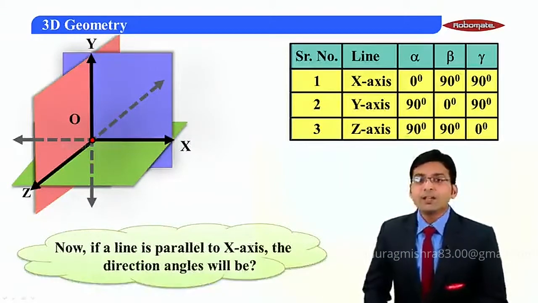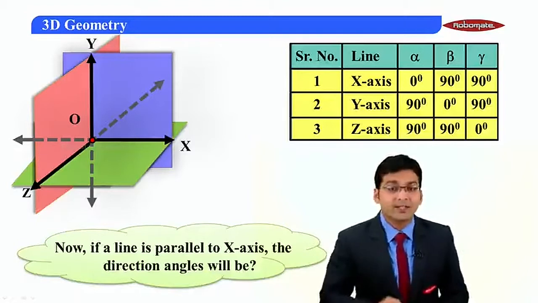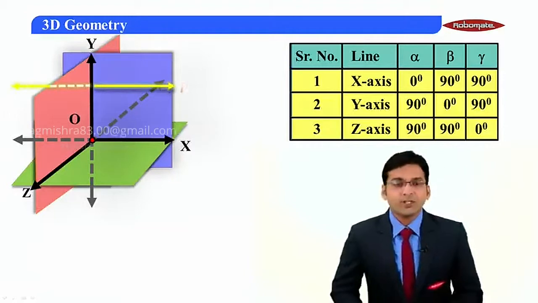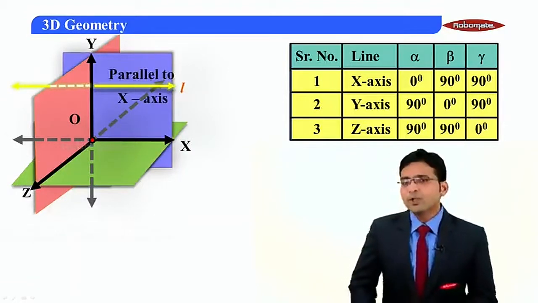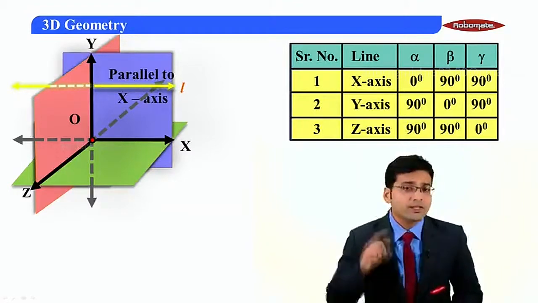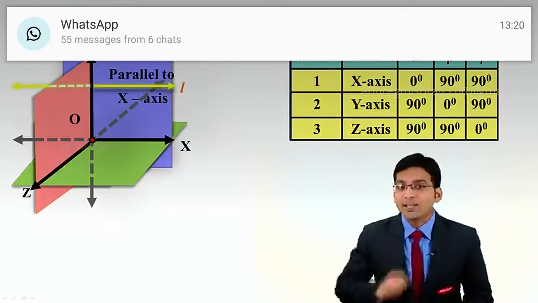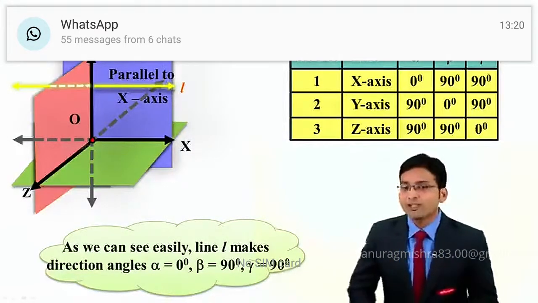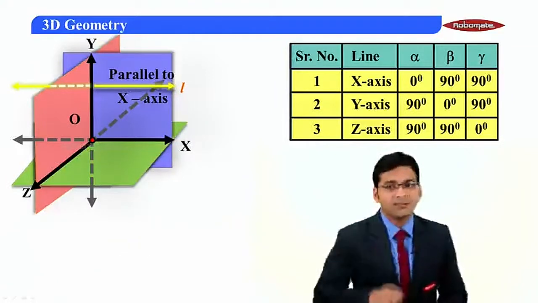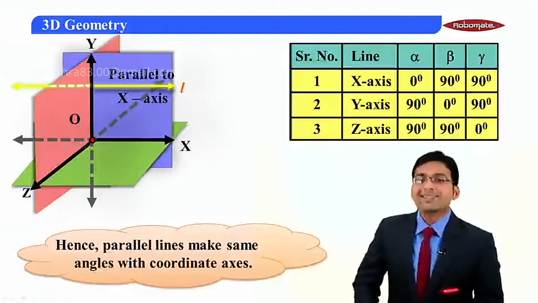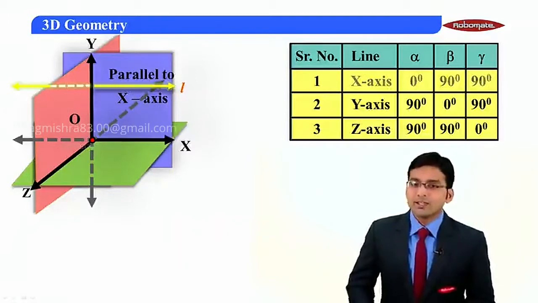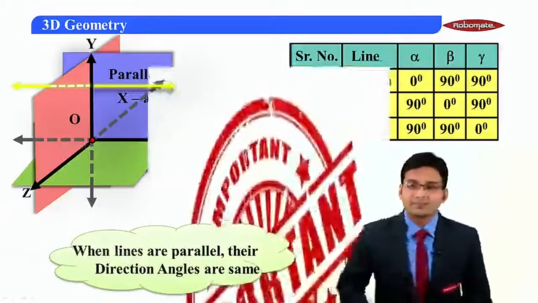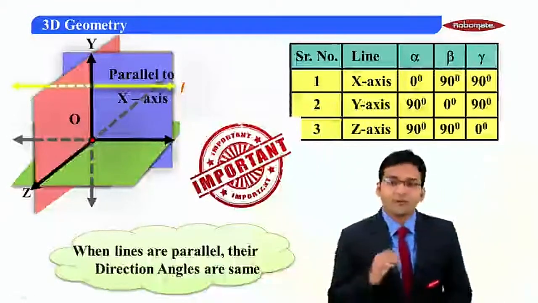Now, if we consider a line is parallel to x-axis, then can we calculate direction angles? Let us see. So here is a line which is parallel to x-axis. Now if we say students, x-axis makes 0, 90, 90 with all three axes. So this line, as it is parallel, we can see easily it makes alpha 0, beta 90 and gamma 90. That means parallel lines make same angles with coordinate axis, and hence we can say when the lines are parallel, their direction angles are same. Okay students, remember this statement for problem solving.